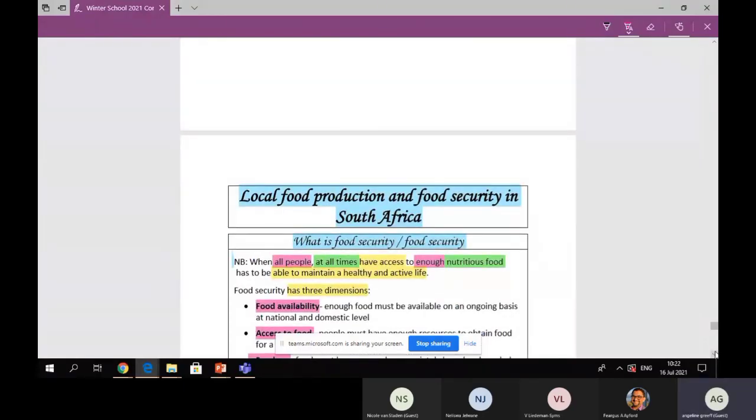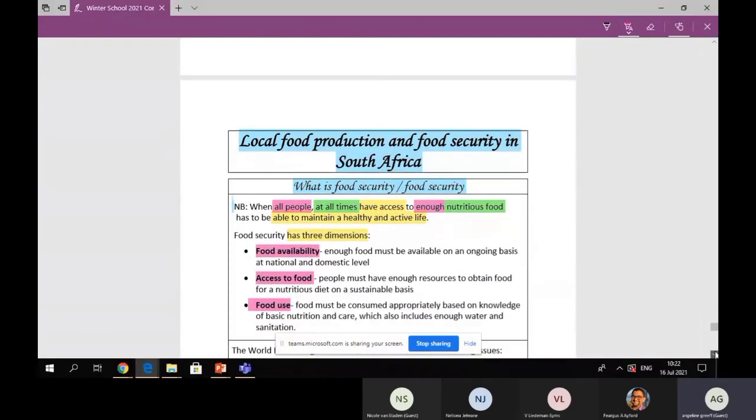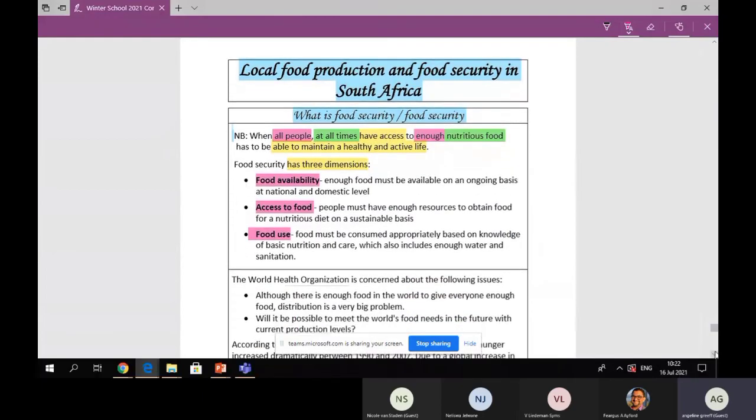Right, and then the last information that we're getting to. It's almost weekend, people. Last information. Local food production and food security in South Africa.